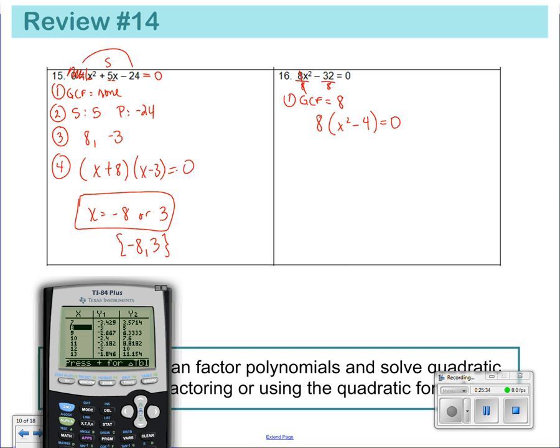I now need to find my sum. There is no x value, no middle term, so that means the sum is 0. The product, coefficient in front of the x squared is 1, times the -4 is a -4.